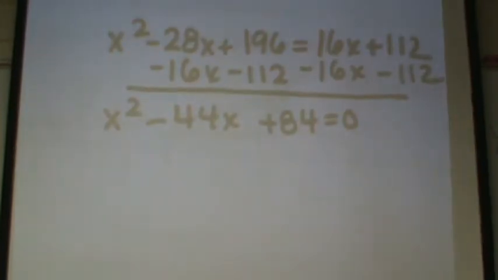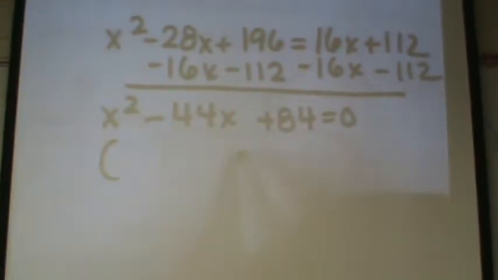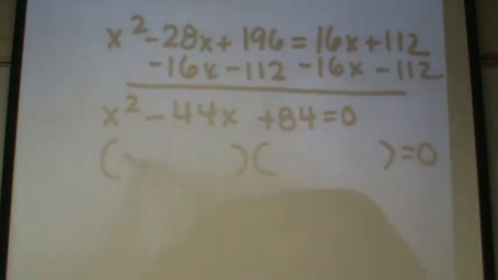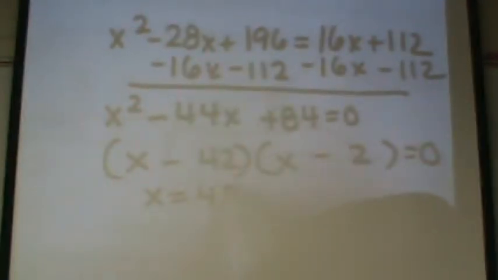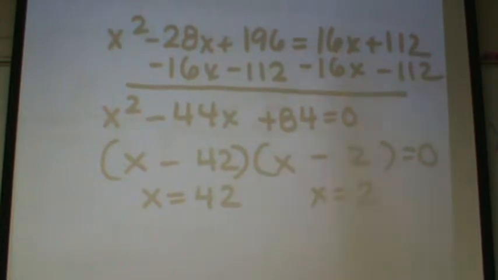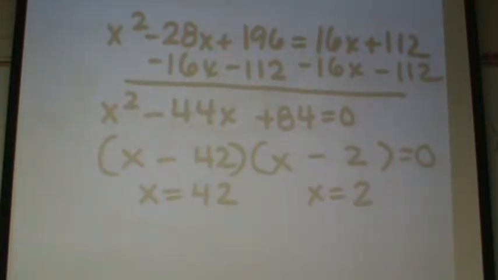Now, can anyone think of how to factor these three? I know x and x. 42 and 2 are both negative. So the two answers are 42 and 2. And looking at my solution, one of them is extraneous. Sometimes they both work. Sometimes both of them don't work. Anyone know which one doesn't work?